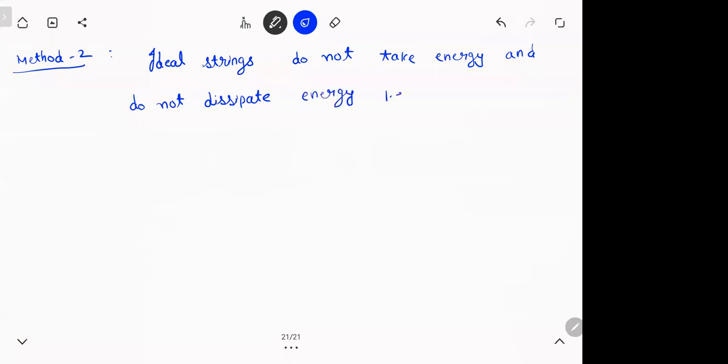So that is the power, total power due to a string is 0. Now, if you're not taking energy, you're not wasting energy, that means you're simply taking energy from one place and giving it to another place. That's what the string does. So total power due to string is 0.